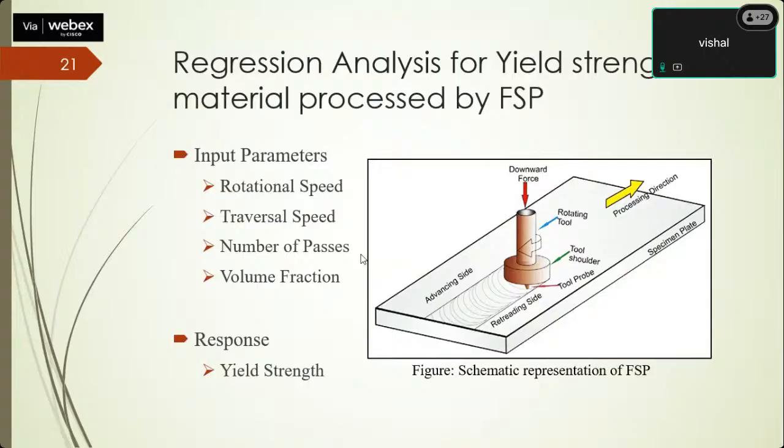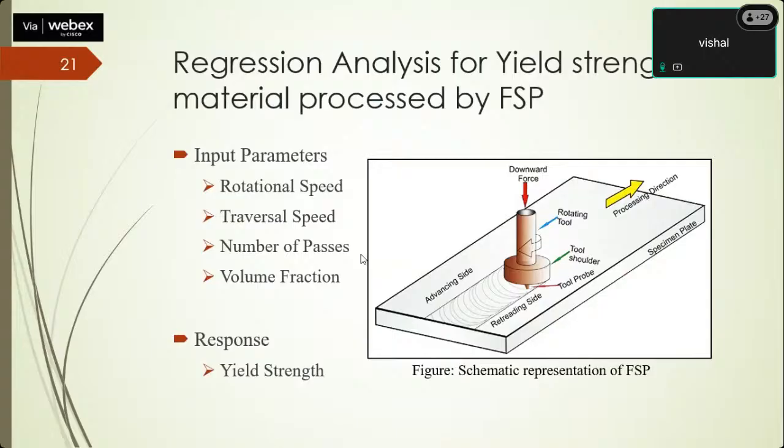The FSP can modify the structure of the base material directly, or it can modify the surface by adding some reinforcement particles over the surface. But the important thing is that it modifies the structure by using these input parameters, in which rotational speed is the major factor, table speed is also a major factor, then number of passes and volume fraction. Volume fraction is related to the fraction of reinforcement which is going to be used during the process. Here we have observed the response of that modified structure, which is yield strength.